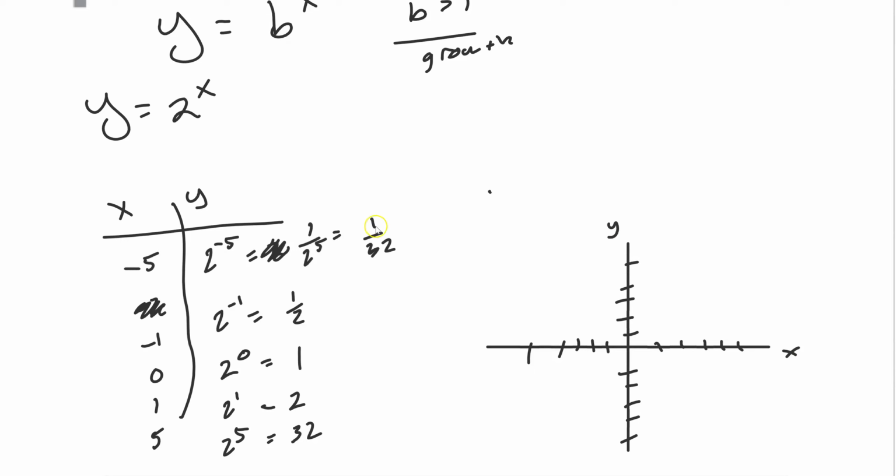So -5 is 1 over 32. So here's -5. 1 over 32 is basically 0, so that's a little bit above the x-axis. -1 goes to 1/2, so -1 is right here. 0 gets you 1, the y-intercept. 1 gets you 2. And then 5 gets you 32. So 5 is all the way up here. Let's draw it. So something to that effect.